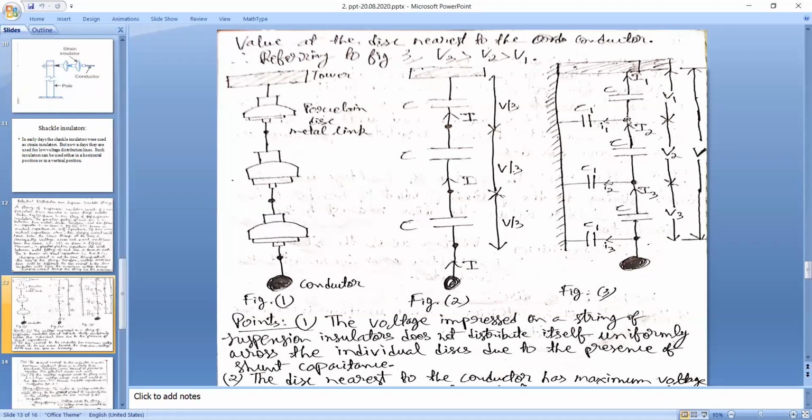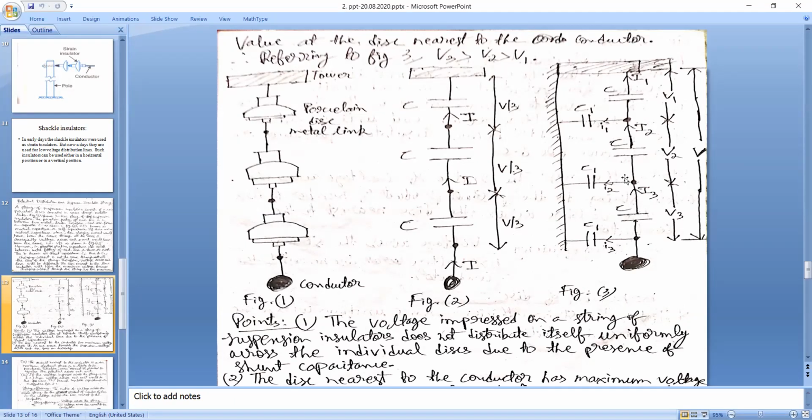Then capital I2 comes to the topmost metal link. After coming down to this topmost metal link, again you have two paths emanating from it. One goes through capital C, your self or mutual capacitance, and the other goes through the shunt capacitance C1. So through C one current goes, which we take as capital I1, and through C1 one current goes, which we take as small i1. So capital I2 equals capital I1 plus small i1.